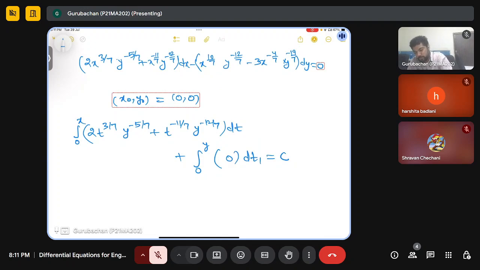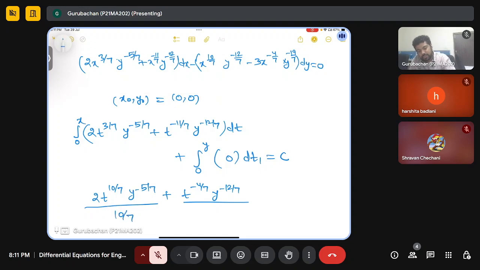So this one will give you 2 t to the power 10 by 7 y minus 5 by 7 plus minus 4 by 7 y to the power minus 12 by 7, divided by... so here both factors will be different. So here it will be 10 by 7, here it will be minus 4 by 7, and 0 for the x constant.